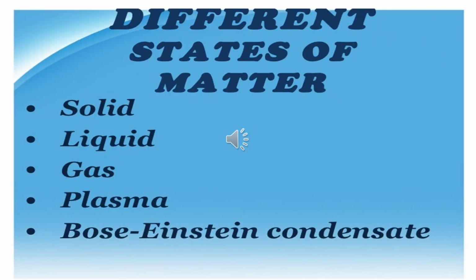We already know that anything or everything around yourself which has some mass and which occupies space or volume is called matter. Matter can be classified into various states. These states of matter could be solid, liquid, gas, plasma and Bose-Einstein condensate. Each state of matter will have different properties. Let us now study each state of matter depending upon their properties.